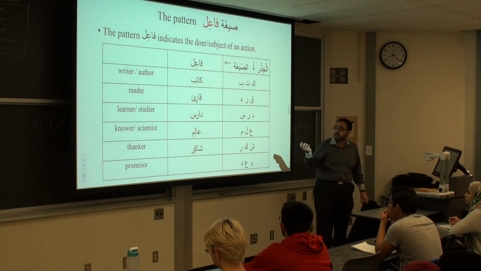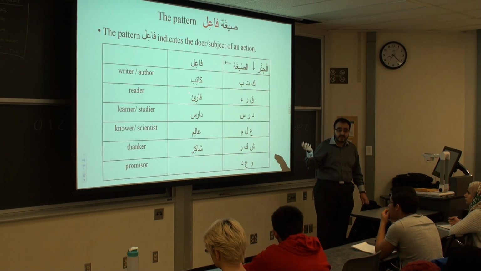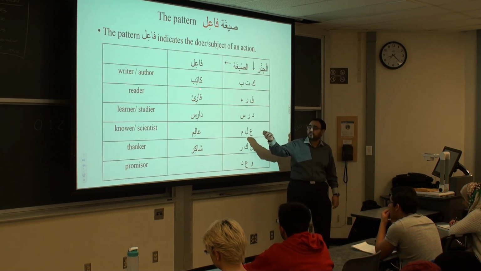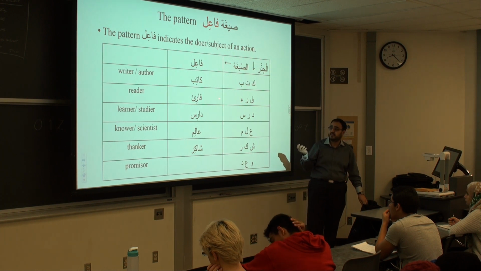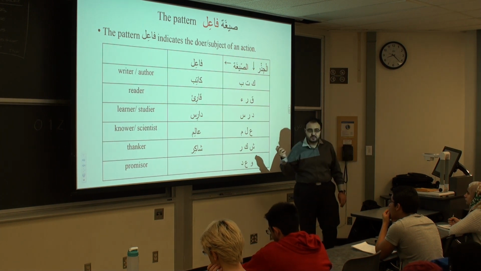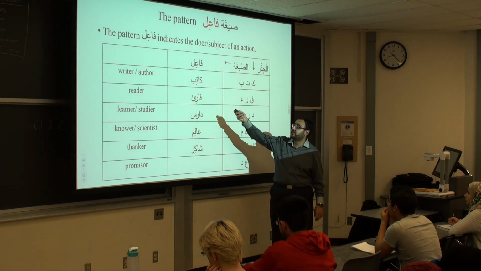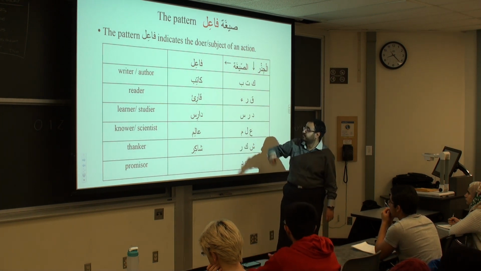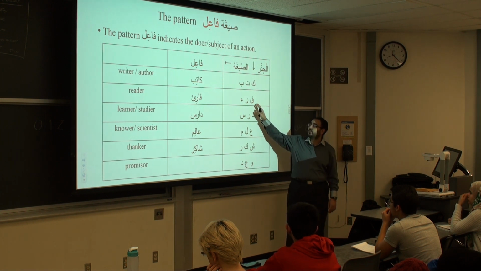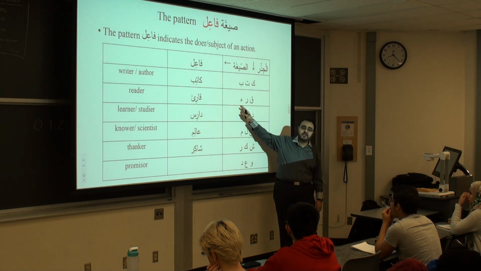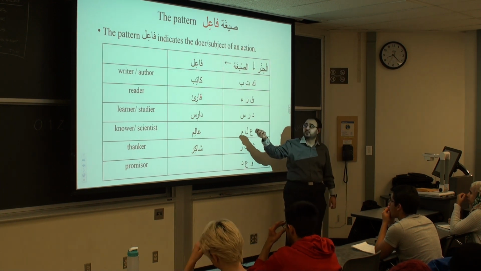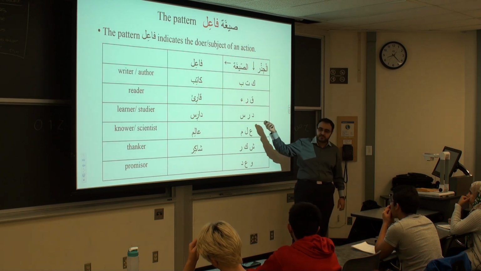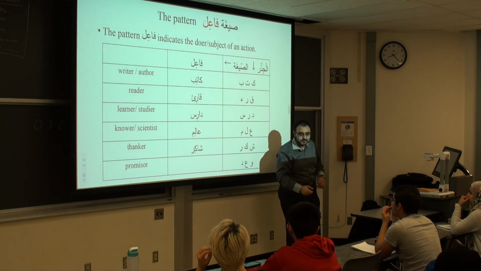Okay, qaf, ra, hamza, that's the root, and it will be qari. So how did we form this word? Replace the fa with the qaf, the ayn with the ra, and the lam with the hamza. Exactly. And second step, add an alif and the kasra. Okay, so the root qaf, ra, hamza has to do with reading. So qari will be the doer of the action of reading, i.e. the reader. Okay?